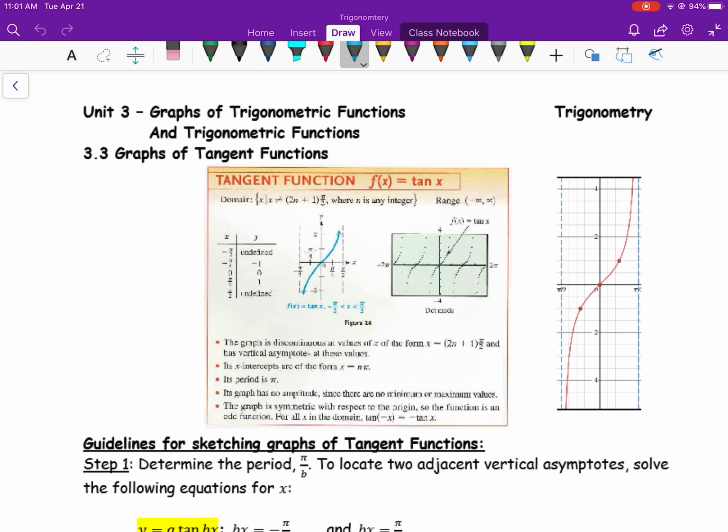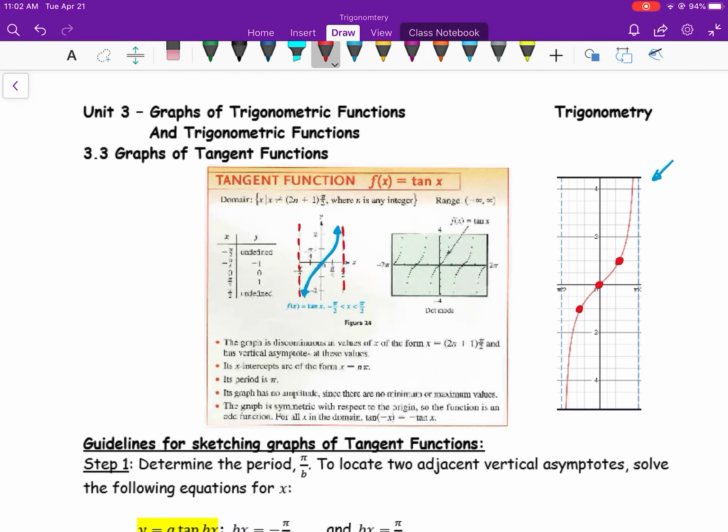Alright, welcome to 3.3 Graphs of Tangent Functions. So these are a little different than our other ones. If you look at the graph right here, they're called vertical asymptotes. And the tangent graph increases from left to right in between these two asymptotes. Okay, and then this graph right here is what I did on Desmos and just copy pasted it into there. So these points right here are what we'll plot.